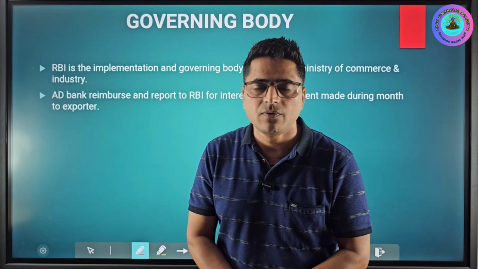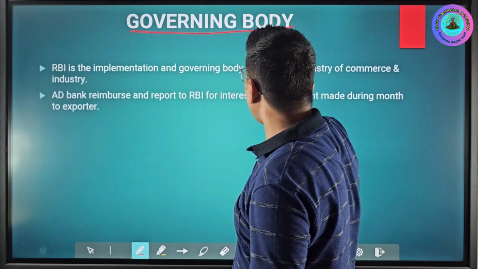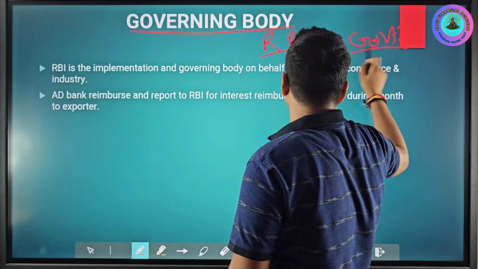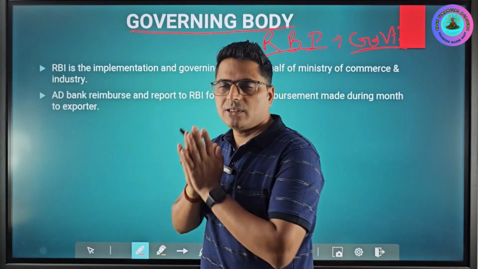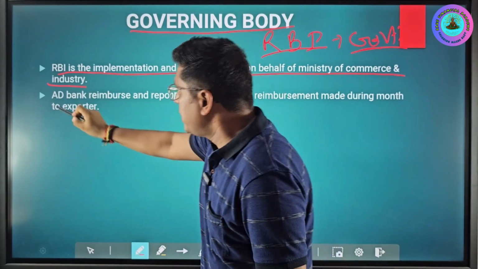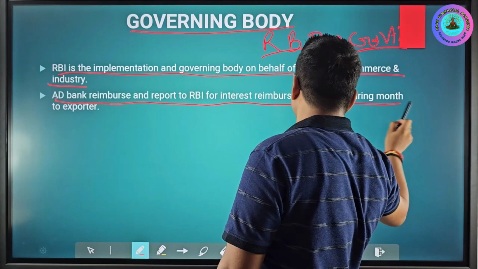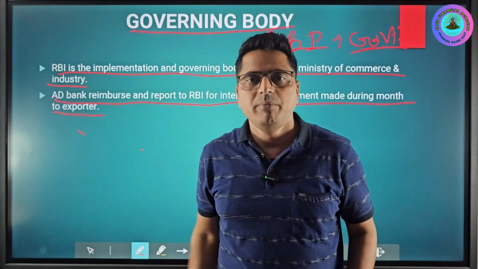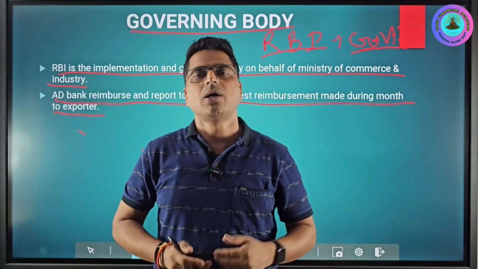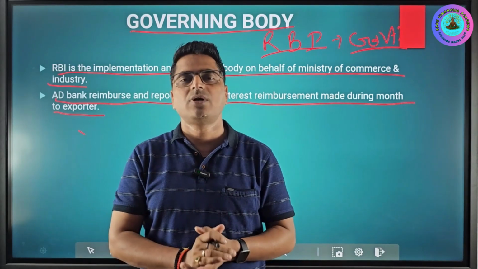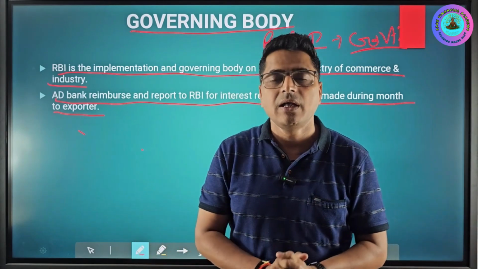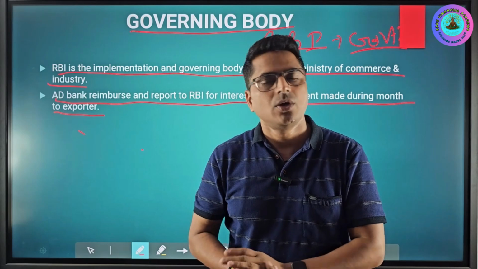In the interest equalization scheme, which one is the governing body? Here RBI is the governing body on behalf of the government. On behalf of the government, RBI is running and managing the interest equalization scheme. RBI is the implementation and governing body on behalf of the Ministry of Commerce and Industry, and the AD Bank reimburses and reports to RBI the interest reimbursement made during the month to the exporter. It means that on behalf of RBI, your bank will reimburse that interest part to you as an exporter, and that interest they will report to RBI, and RBI will refund that interest to the bank.